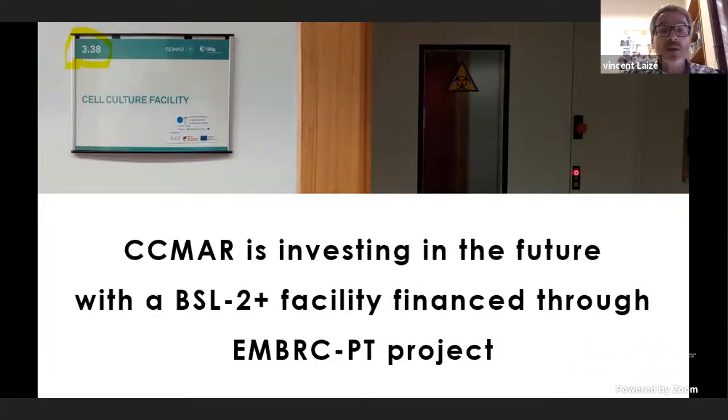It was not bought within the scope of that EMBRC project, but hopefully it will be bought within the scope of another project. I agree with you. I would say it's a critical piece of equipment for the cell culture facility. Okay. Not yet, but hopefully in the future, because you would have a specific usage for that. You have a specific need for that.